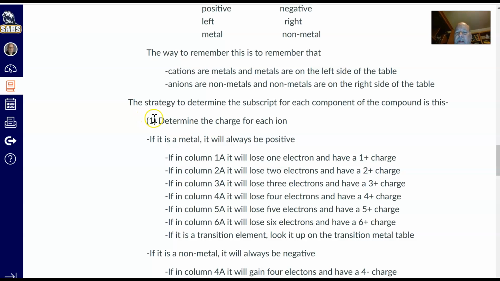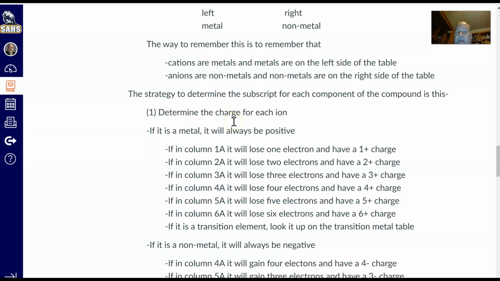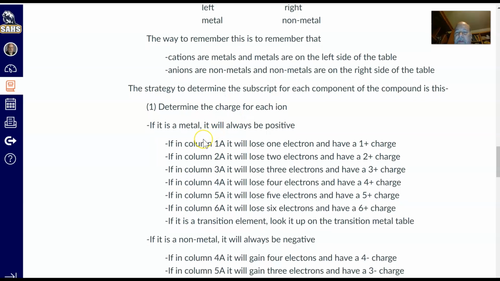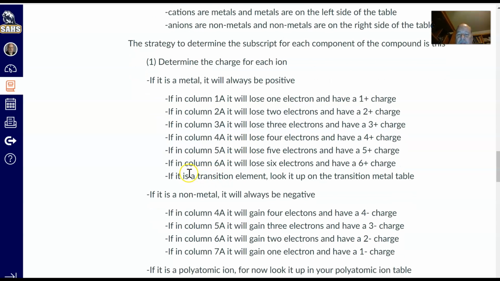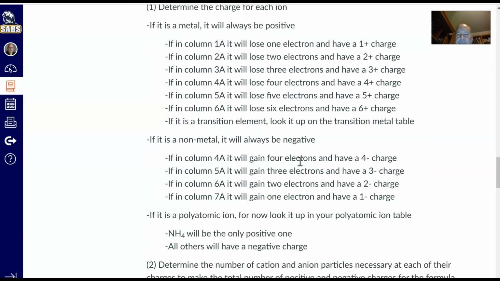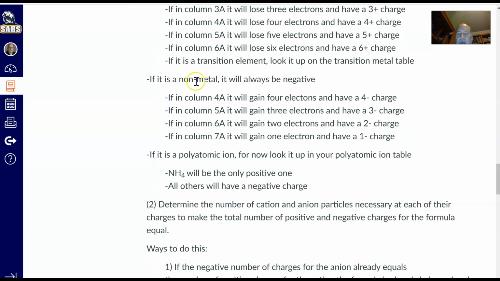So the first thing I have to do for ionic compounds is determine the charge on each ion, and we'll go through a bunch of these here in a little bit. If it's a metal, it will always be positive. And remember, if it's in column 1A, it'll have a 1 plus charge, 2A, 2 plus charge, 3A, 3 plus charge, and so on. Okay. If it's a transition element, we'll have to look it up on the transition metal table. And again, we'll go back and forth through this to see how we're going to do this.